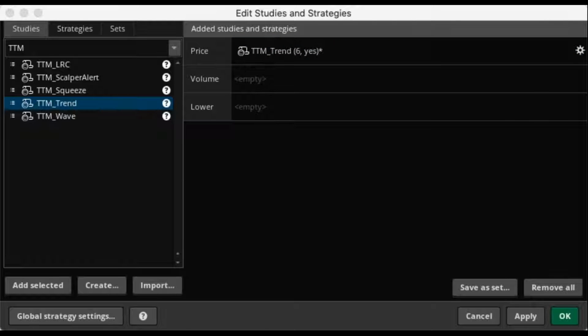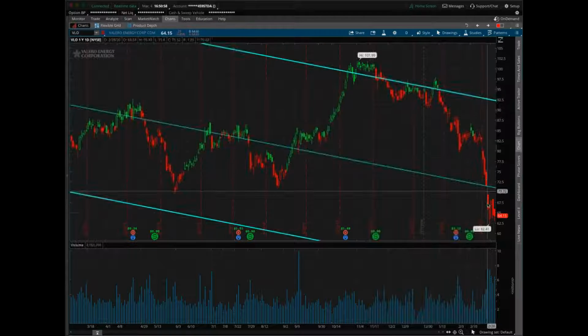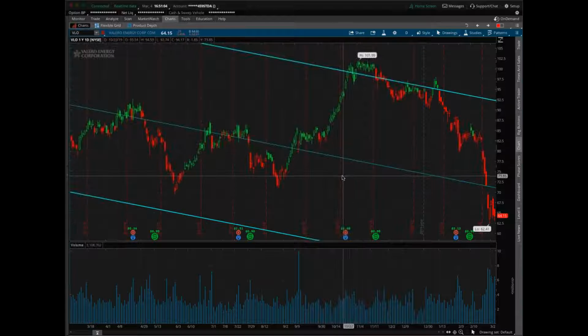And then your original candles will look like that. And then your TTM trend candles are going to look like this. All red instead of green. All green instead of red. Because it measures the trend.